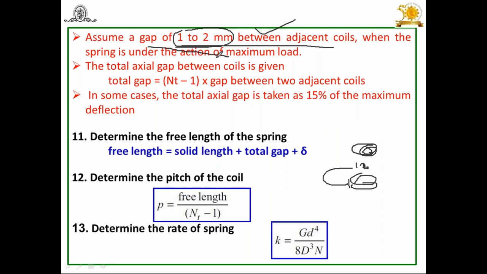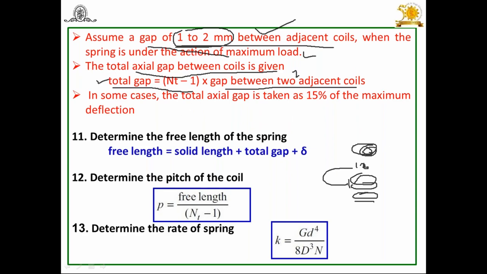Then the spring is under the action of maximum load, and we have to maintain the gap here. So that's why 0.5 to 2 in some of the books is given. Then the total axial gap between the coils you have to find out. Here between the 2, then 3, how much is the total gap? To find out this total gap, it is NT, total coils, minus 1, into the gap between the adjacent coils. Suppose you have assumed 2 mm, so you multiply NT minus 1 into 2. If you have assumed 1.5 or 1, accordingly you find out the total gap.